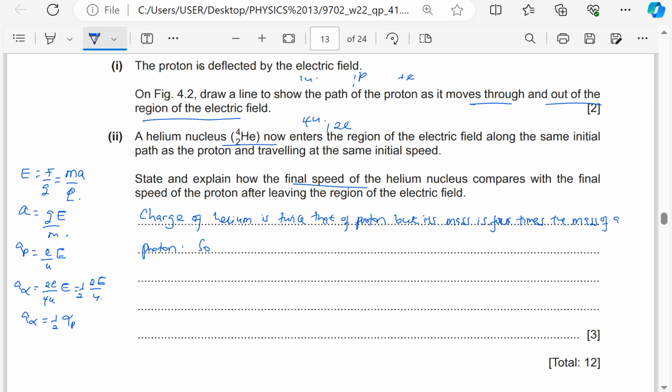And so the acceleration, which is in the vertical, so acceleration perpendicular to the plates, is smaller for helium. The acceleration is smaller, so even if they enter the field with the same initial speed, the acceleration perpendicular to the plates is smaller for helium, and the velocity perpendicular to the plates is going to be smaller.